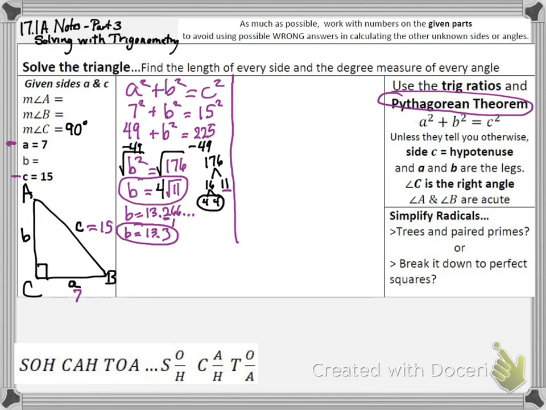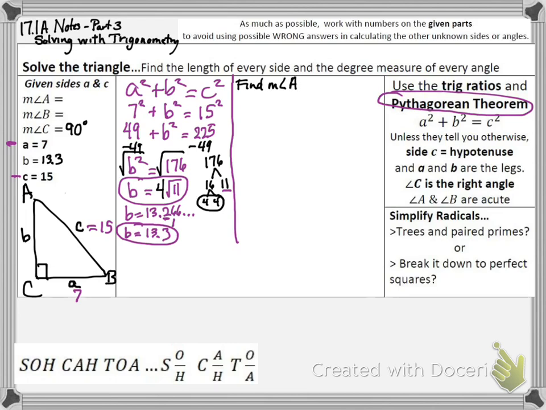Mostly the problems that are like this in our assignment are asking for nearest tenth, so I'll put that over there for side B. And then I can find angle A or angle B next. I think I'm going to find the measure of angle A.